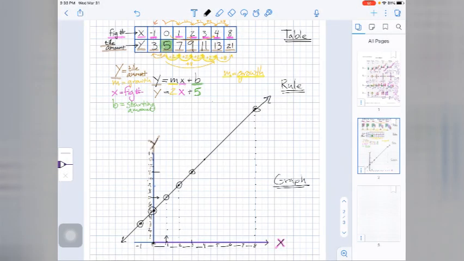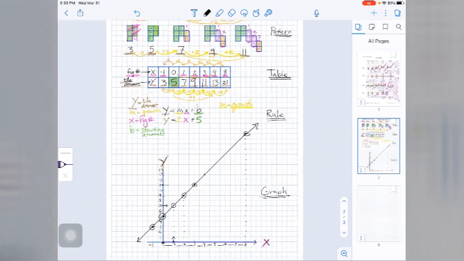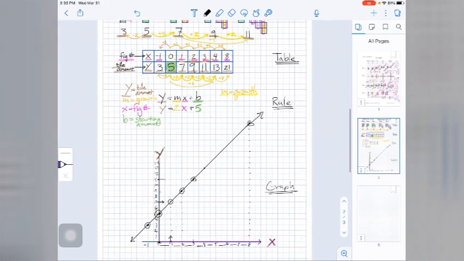Figure out how many tiles will be in each one. So that's how we draw a graph. But what I wanted to do was try to connect, how do we see all of the parts of our pattern in the graph that we see everywhere else.